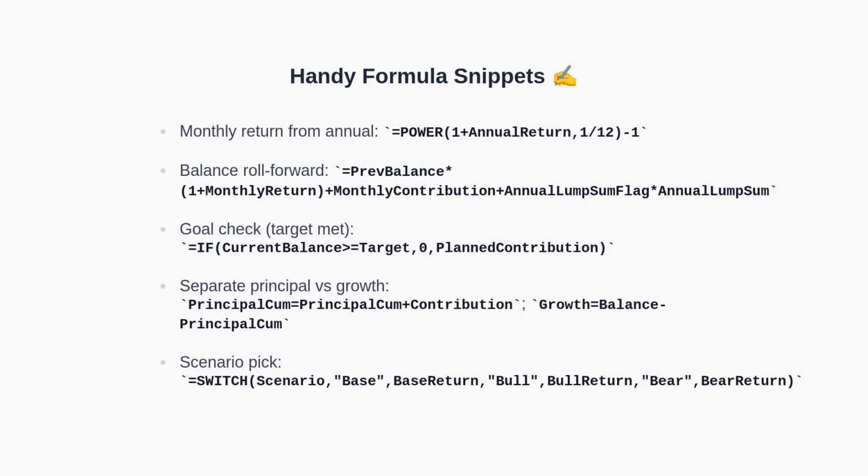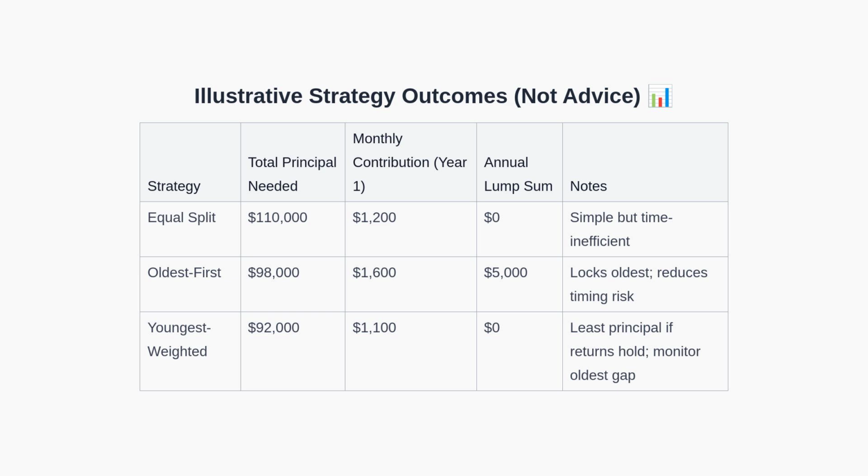Track principal contributions cumulatively and compute growth as current balance minus cumulative principal. For scenario management, use a switch formula to pull base, bull, or bear returns. These are examples. Adjust to your spreadsheet software and modeling conventions.